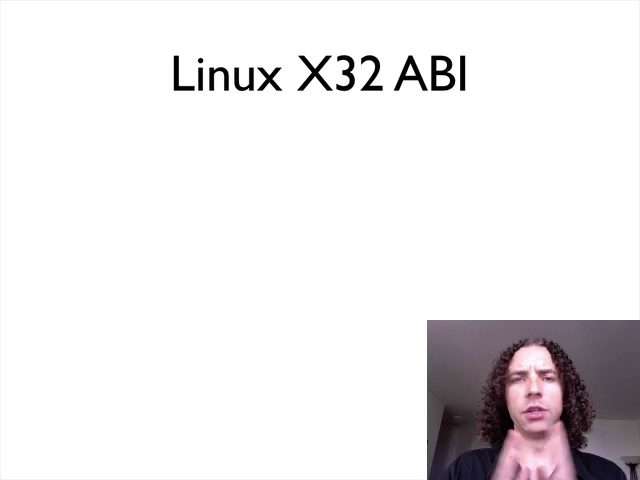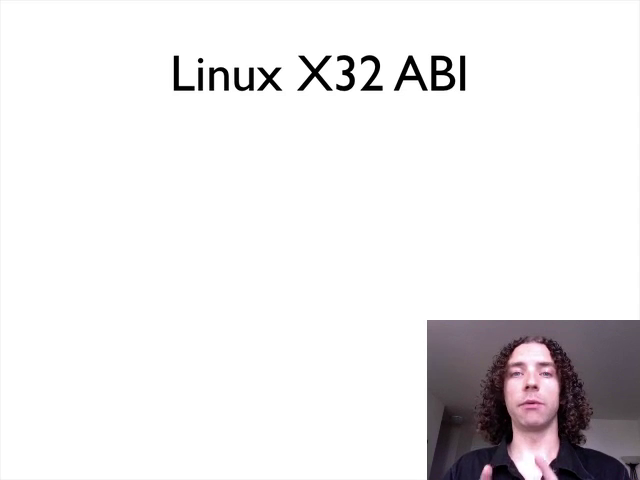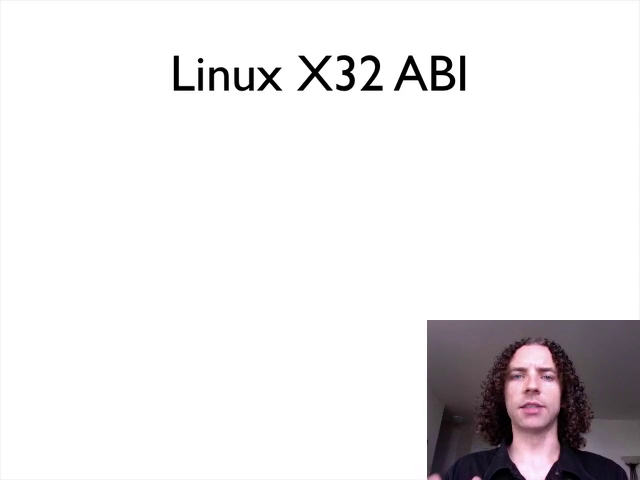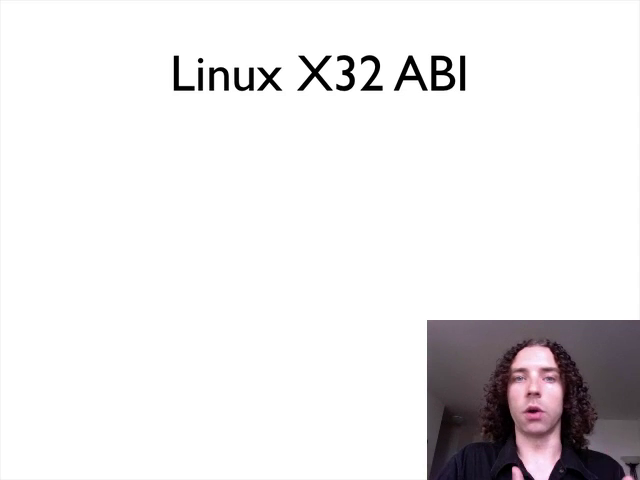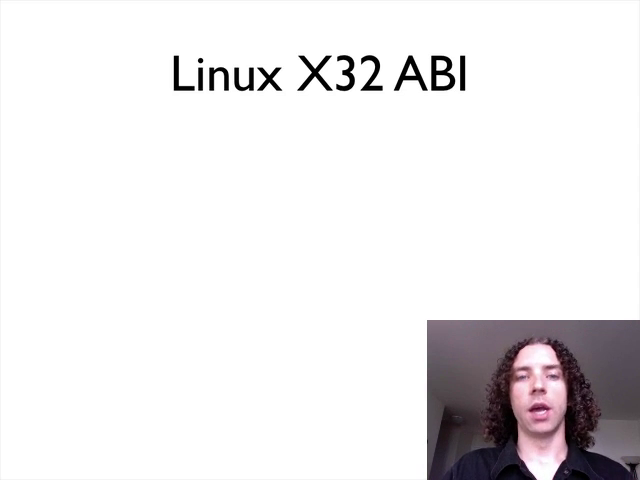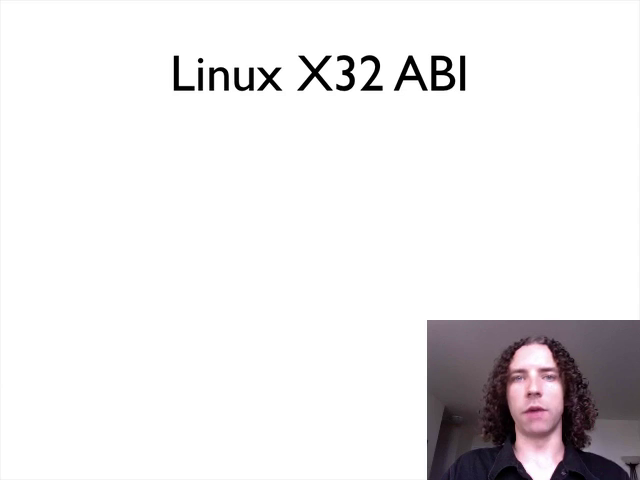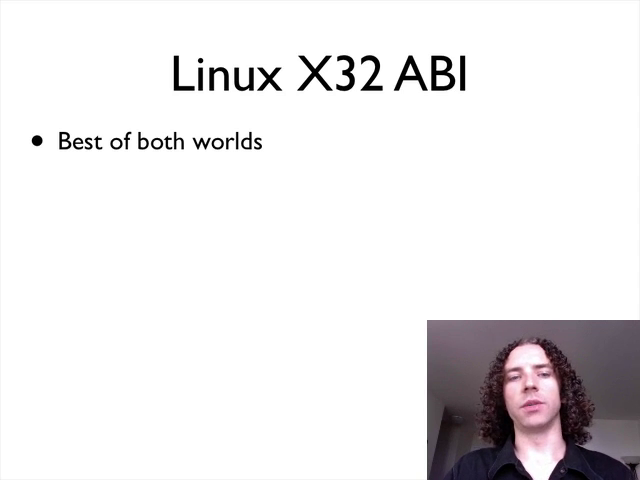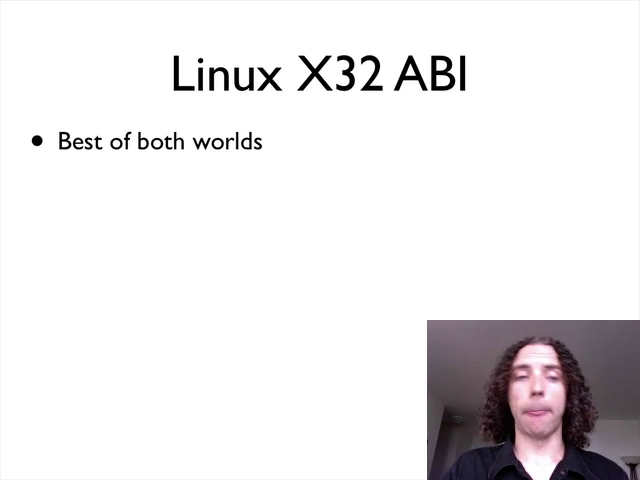So what's the Linux X32 ABI, and why am I talking about this? First of all, just a note of clarity, ABI refers to Application Binary Interface. It's the common dialect that connects your program, the compiler that you're using to work with it, and your operating system. Just the lowest level way of describing what it means to be running a program on this computer.